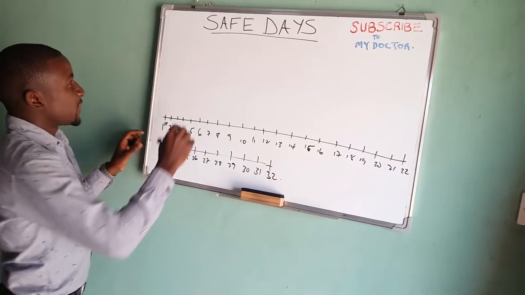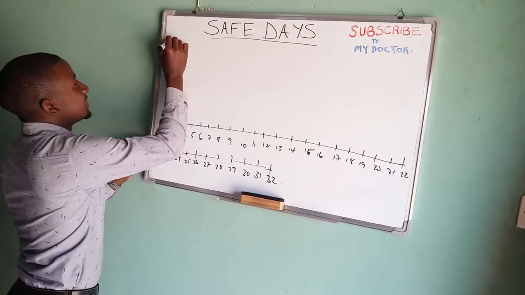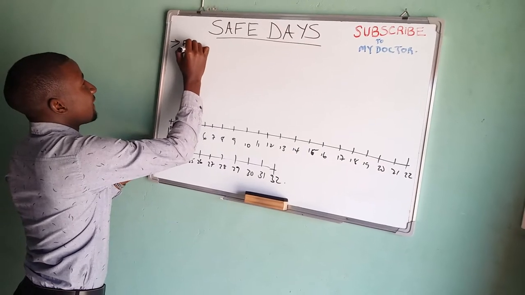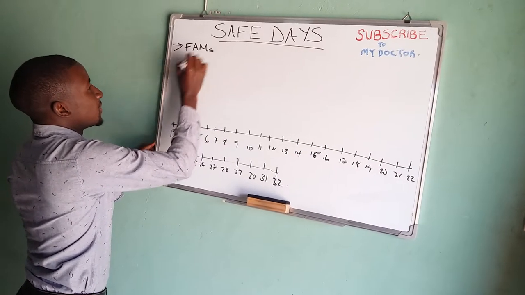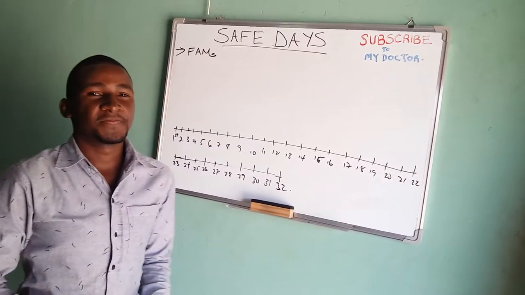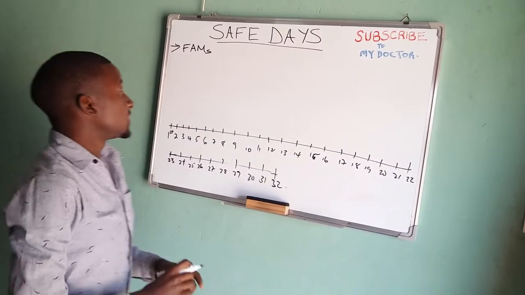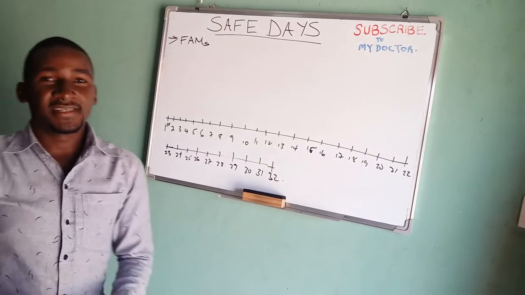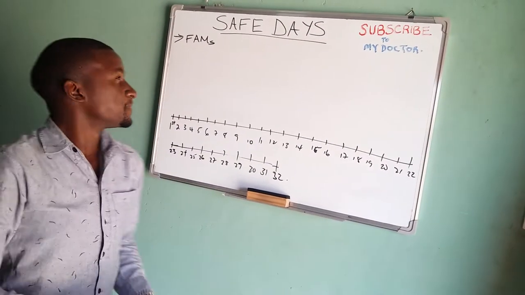We are going to continue from where we stopped. Now, last video, we talked about the safe days and we talked about the menstrual cycle. And today we are continuing from where I stopped, the fertility awareness methods.